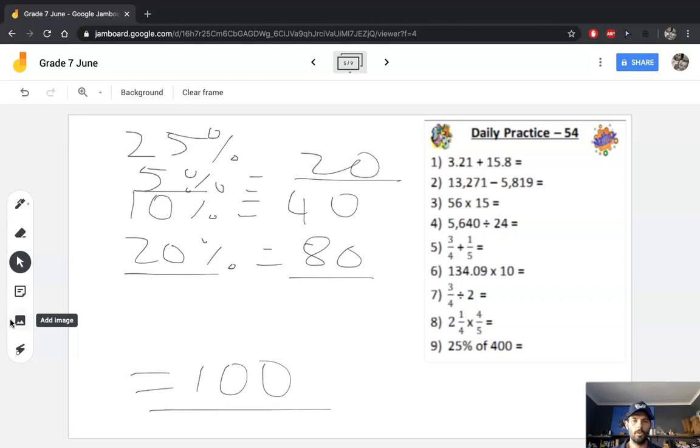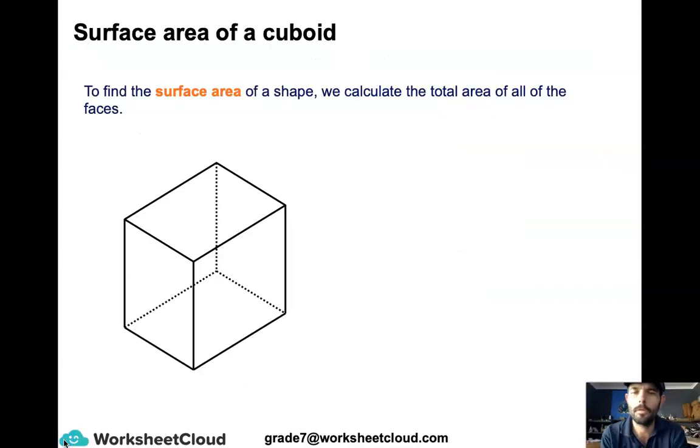Okay, guys, I hope you're working through these questions well and you're remembering the previously taught principles. Let's go have a look at the main theme today, which is surface area of three-dimensional shapes. We're going to look at surface areas of three-dimensional shapes. And the first one we're going to look at is the surface area of a cuboid.